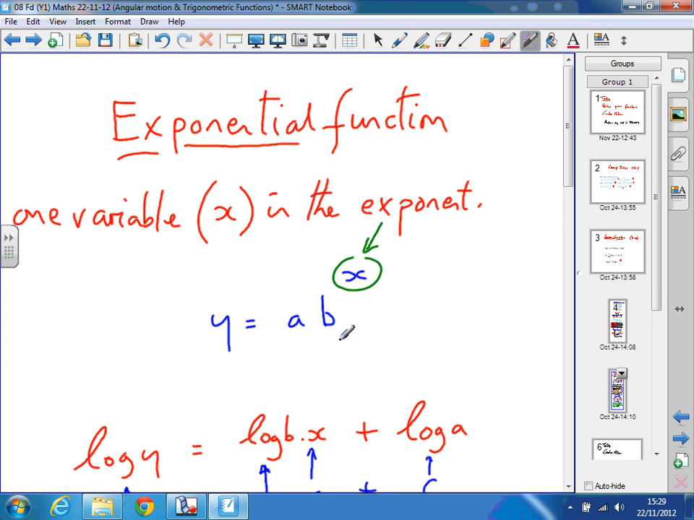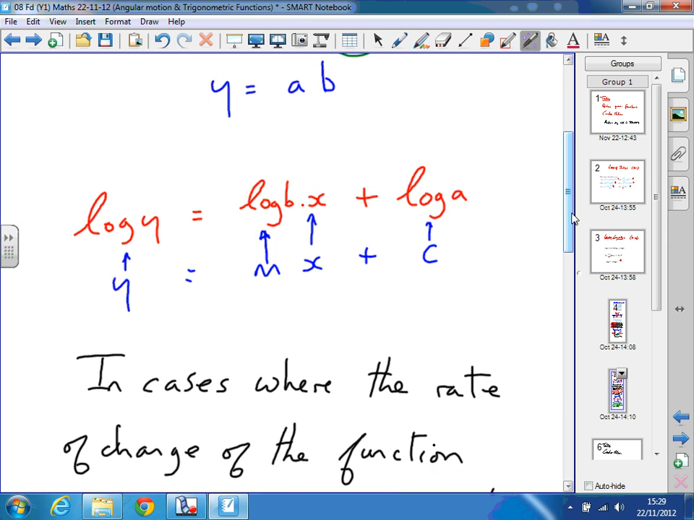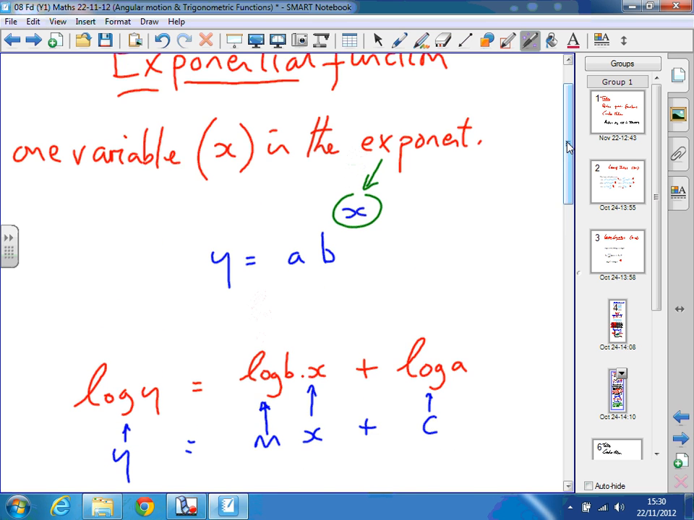So instead of x being in the base, x is in the exponent, we have what's called an exponential function. And so now we do a similar sort of thing. We take the log of both sides and play around with it. Now we notice that to get a straight line, instead of plotting y, we plot log y, but now we plot x, so we plot log y directly against x, and if we get a straight line this time, we'll know that we've got a function of this form, where x is in the power.